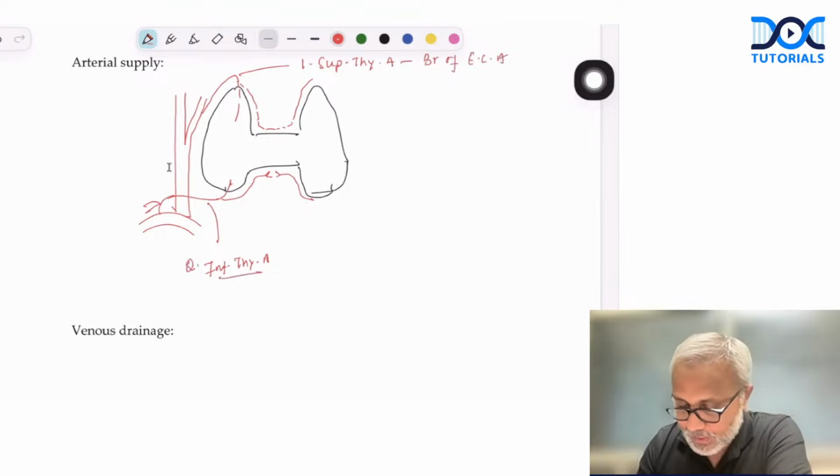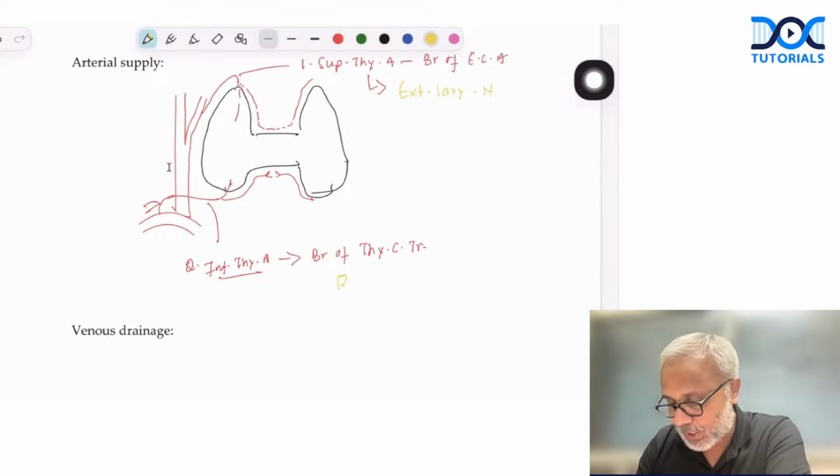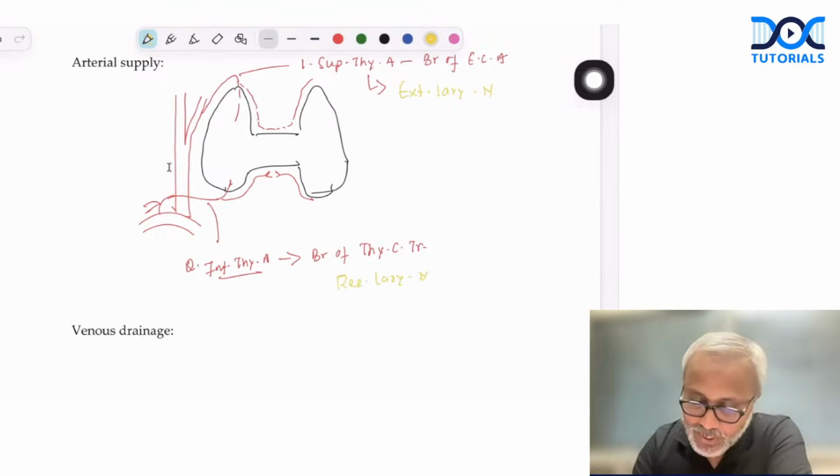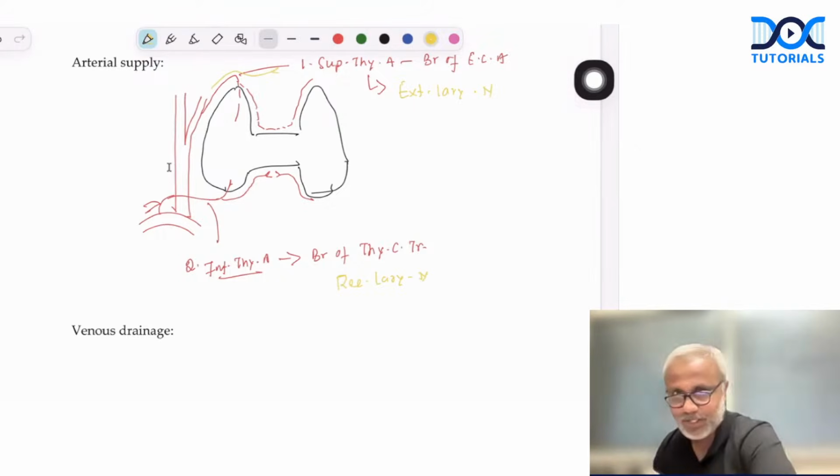So the first artery is the superior thyroid artery, which is a branch of the external carotid artery. The second one is the inferior thyroid artery. This is a branch of the thyrocervical trunk. The superior thyroid artery, remember, is closely related to the external laryngeal nerve, and the inferior thyroid artery is related to the recurrent laryngeal nerve. What happens is, the recurrent laryngeal nerve traverses along with the artery and diverges away close to the apex. Done.